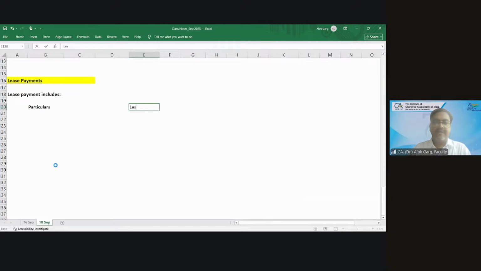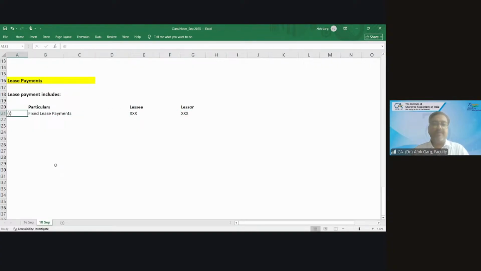Then here I should write lessee. Here I should write lessor. Okay. Number 1. What is my lease payment? Fixed lease payments. Whether this fixed lease payment has to be considered for the lessee? Answer is yes. For the lessor lease calculation also? Answer is yes. Fixed lease payments.